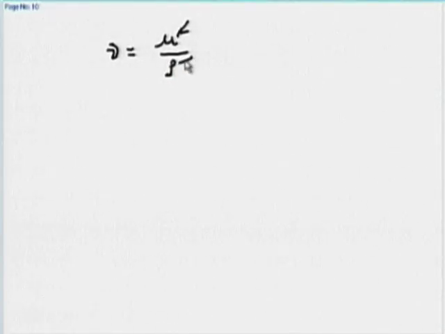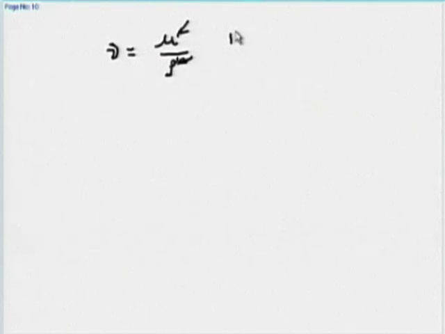And of course, density we all know, it tells me the heaviness. So, if it is dense, it has got to be heavy. If it is not so dense, it has got to be light. So, what is the unit of viscosity? Where does this come from?